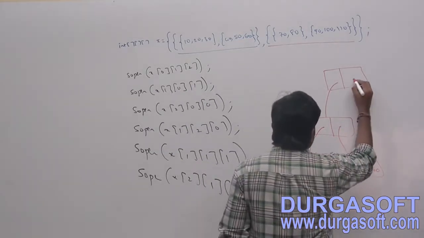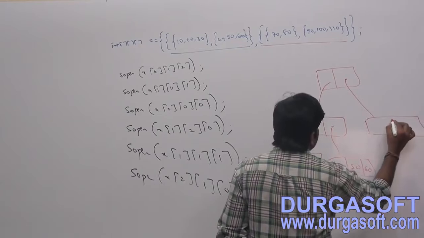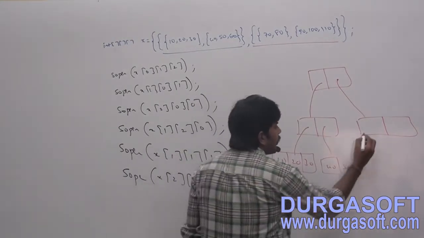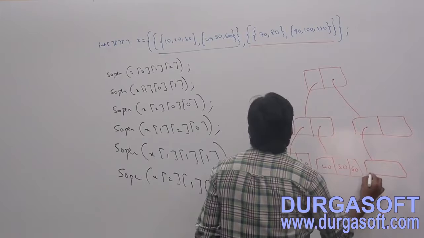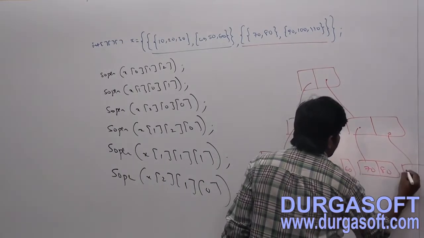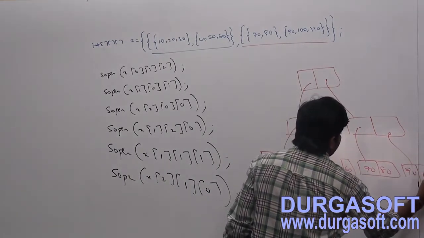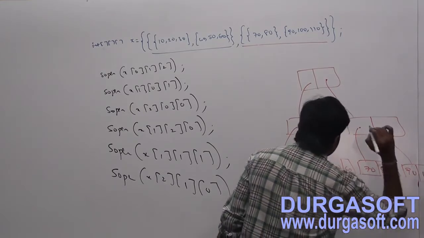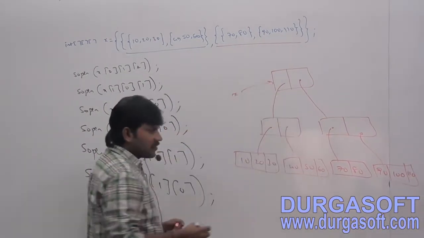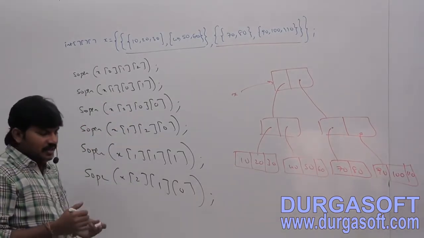Here is a 2-dimensional array with size 2. Next, 70, 80. Next one, 90, 100. Then 110, like this. Now this is x. I hope by seeing this diagram you can answer very easily.